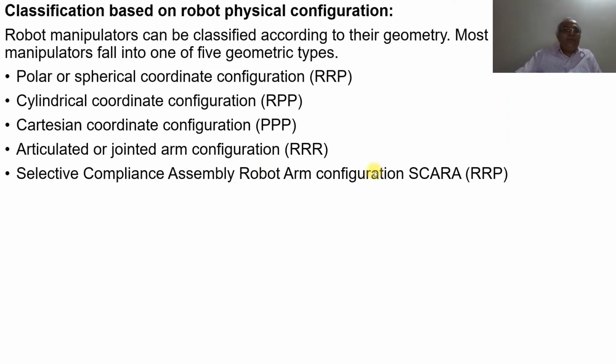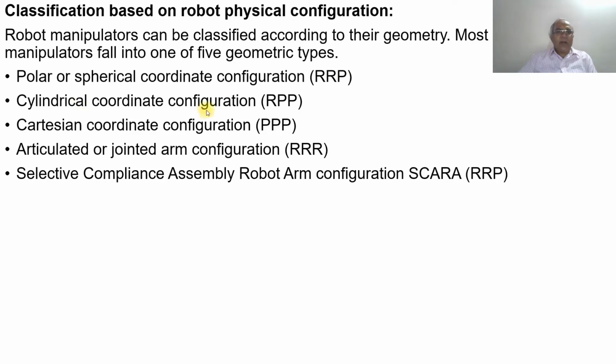Now, in this video, we are going to discuss the classification of robot physical configuration. Robot manipulators can be classified according to their geometry. Most of these manipulators fall into one of five geometric types. One is polar or spherical coordinate configuration, which is RRP.